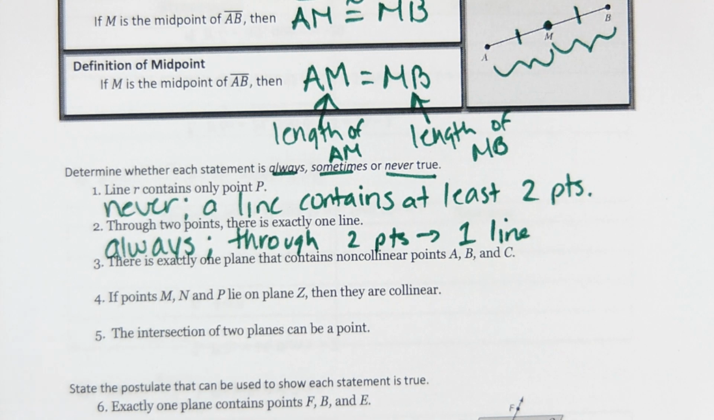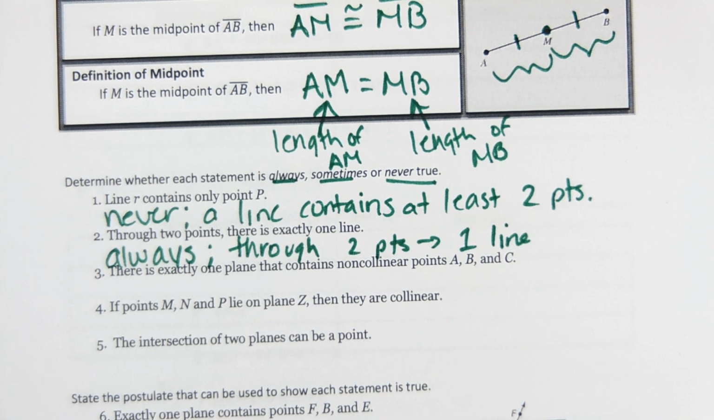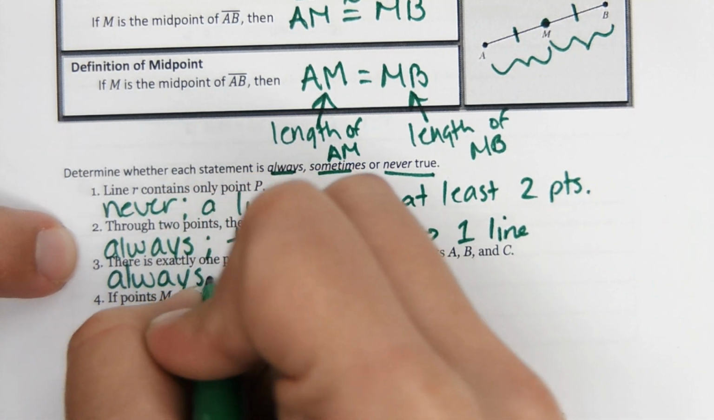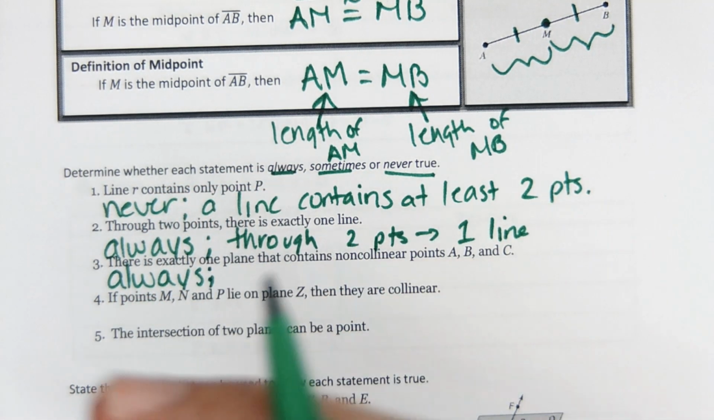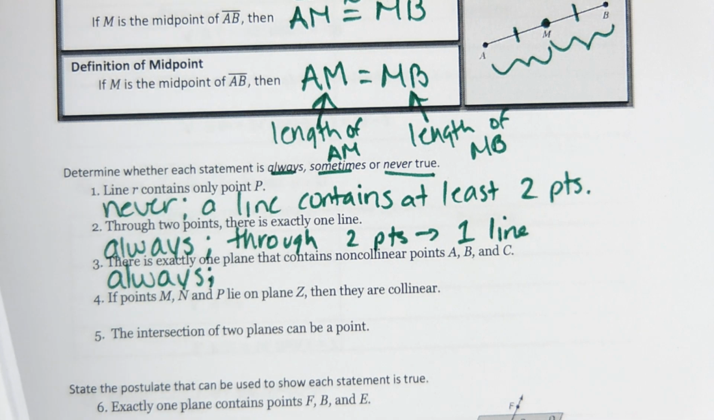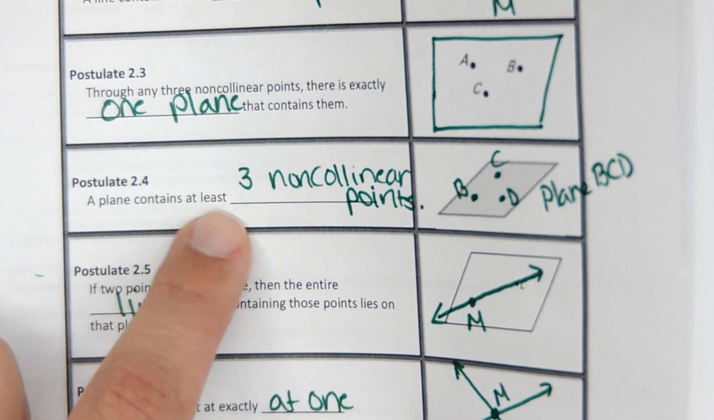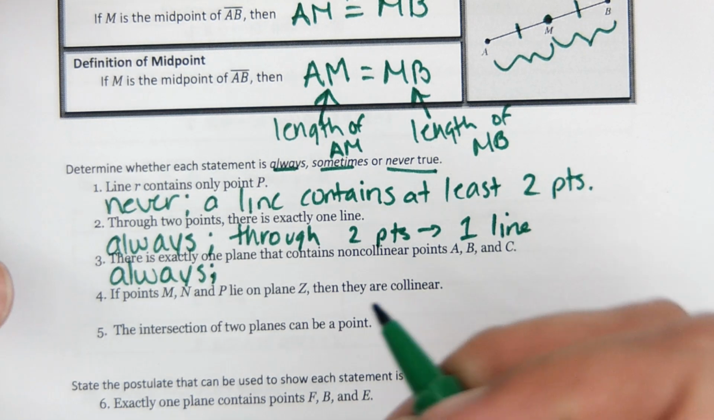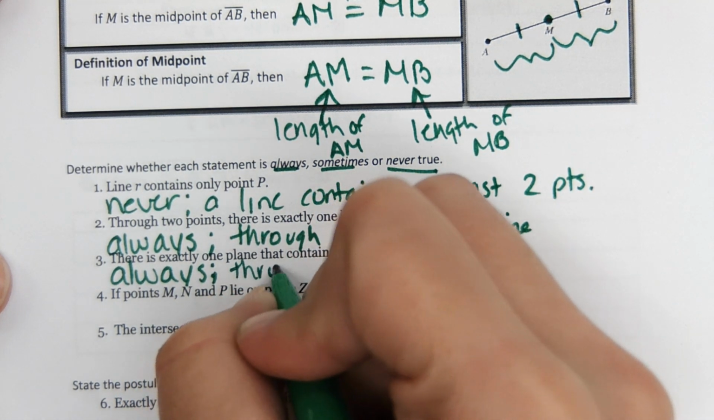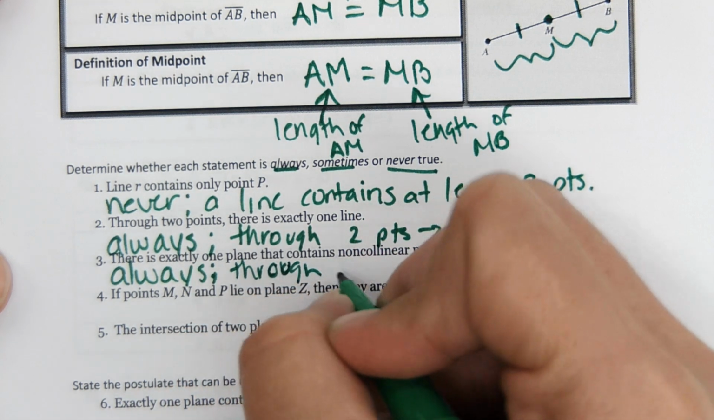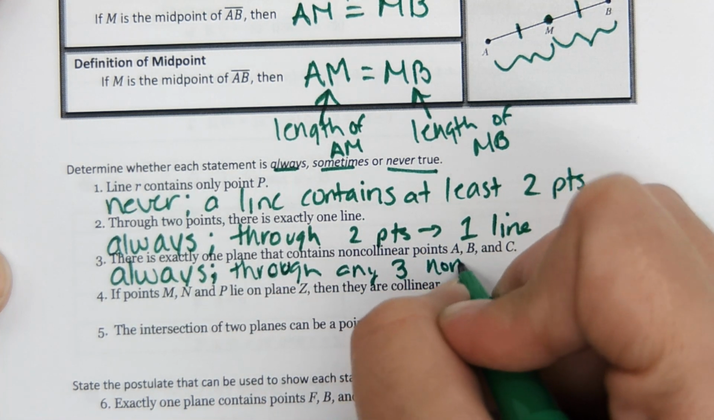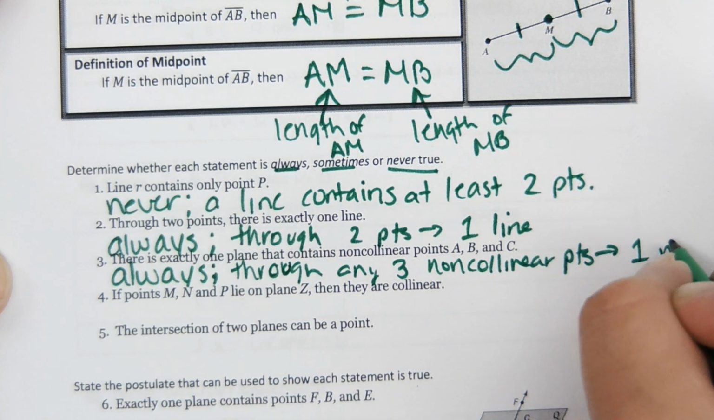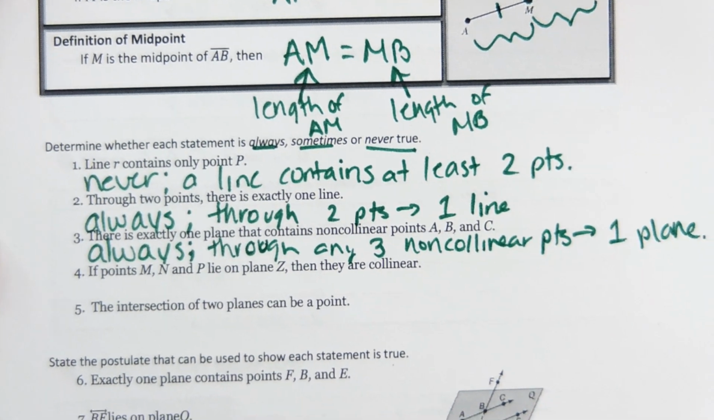Number 3, there's exactly 1 plane that contains non-collinear points A, B, C. That would be always. So over here, a plane contains at least 3 non-collinear points, or through any 3 non-collinear points, there's 1 plane. Through any 3 non-collinear points is 1 plane. I tried to abbreviate as much as I can.